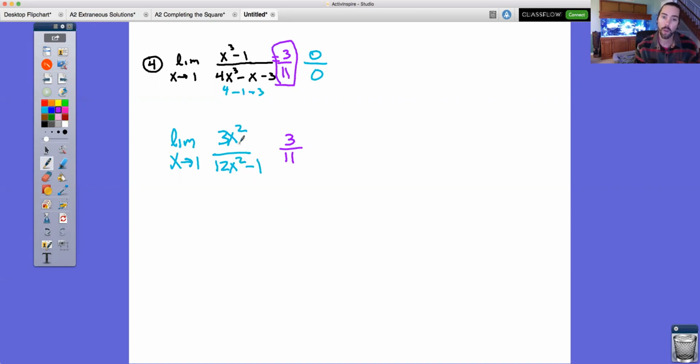The cool thing about L'Hopital's rule on that second step, if I would have gotten the indeterminate form again, I would have done derivative over derivative again. And I keep doing it over and over until I finally do not get 0 over 0 and I get a number as an answer. As soon as you get a number as an answer, that's the answer to the limit. And that's it. L'Hopital's rule is that easy. The shortcut is to do derivative over derivative.